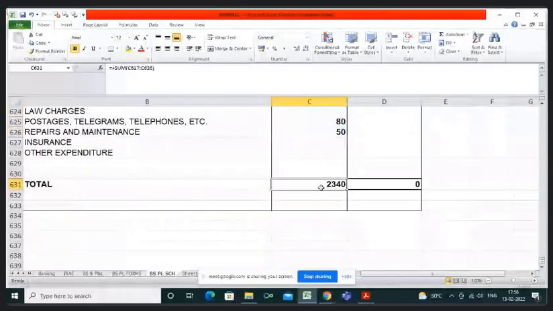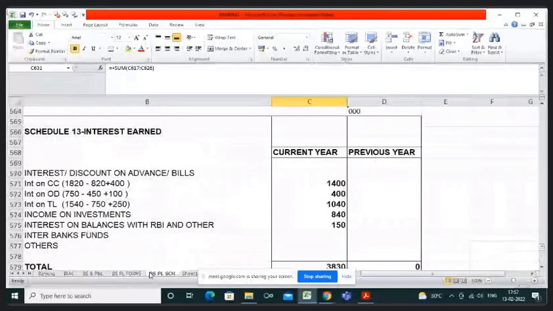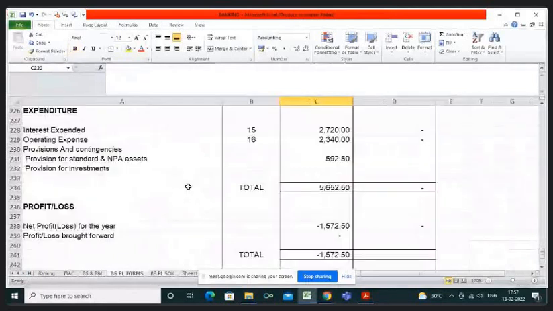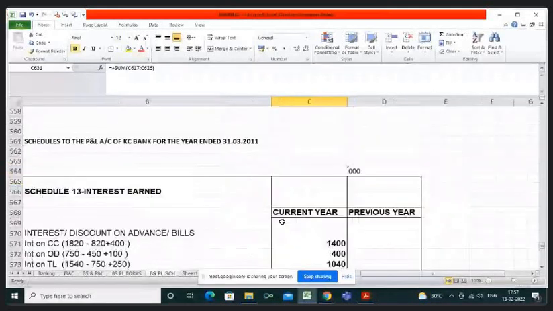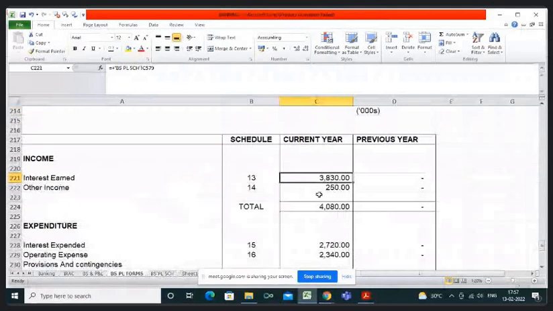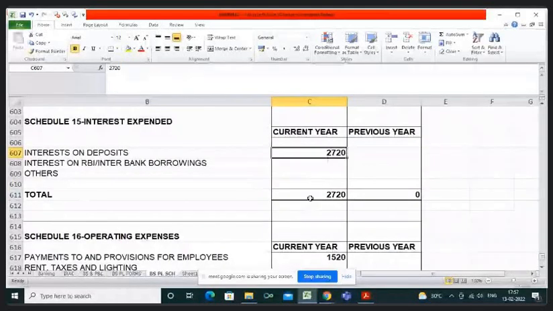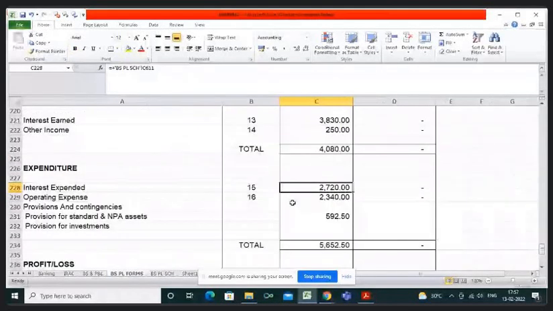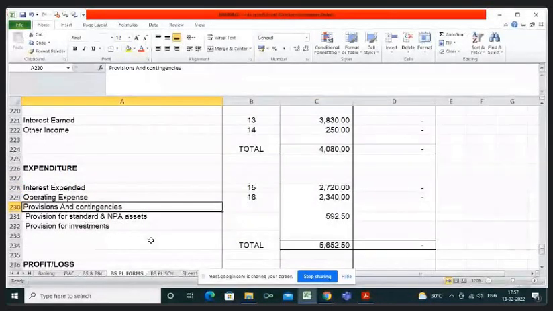Now we will take these totals to the format which we have prepared for this problem. I have the schedule number 13. I have already linked it up. It shows the value 3830. Then schedule number 14, it is 250. Then schedule number 15, it is 2720. Schedule number 16, it is 2340. Then we have to make provisions and contingencies.